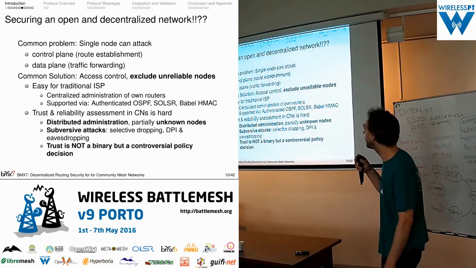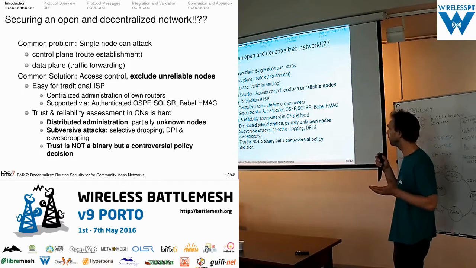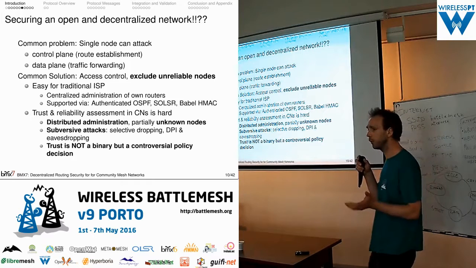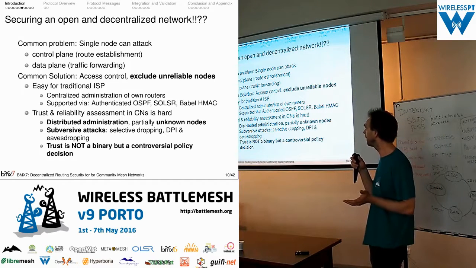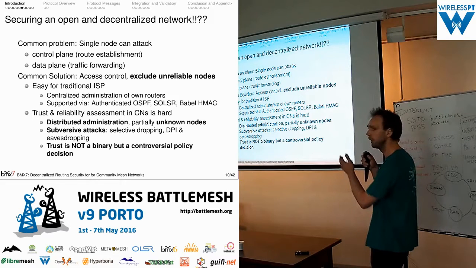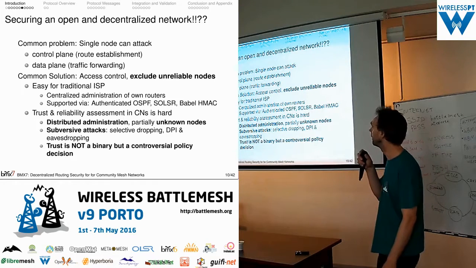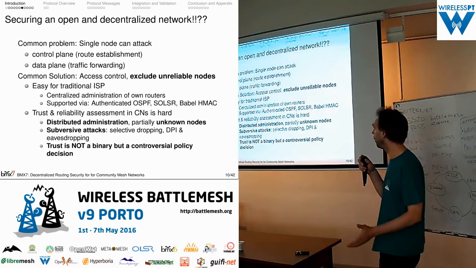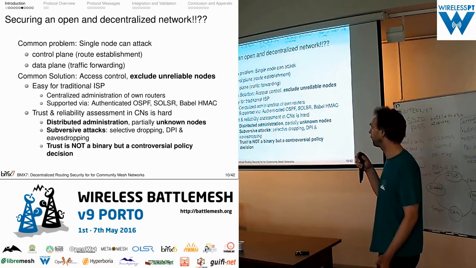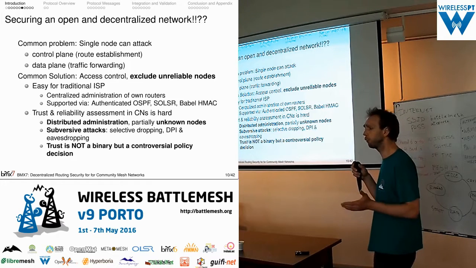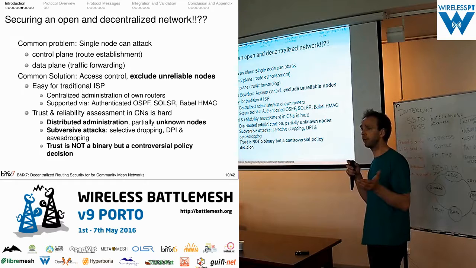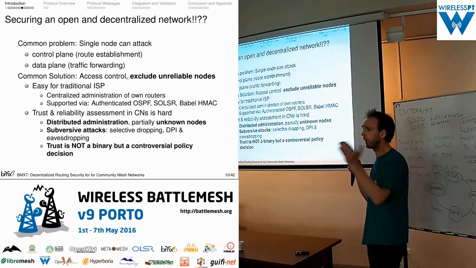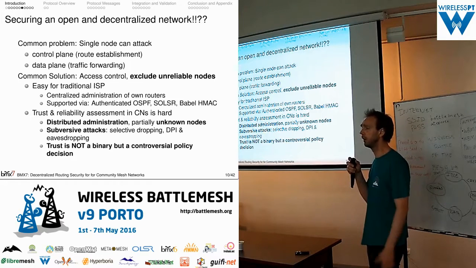When you try to approach this, you quickly recognize that trust and reliability assessments in community networks are pretty hard. On the one hand, we have distributed administration. It's not like with an ISP, which has a centralized administration of its own routers. And you can have subversive attacks, like selective dropping. Everybody thinks of an attacker as a blunt node just dropping all traffic, or always trying to attack a remote node, so this is easily spotted, and then he might be easily isolated from the rest.